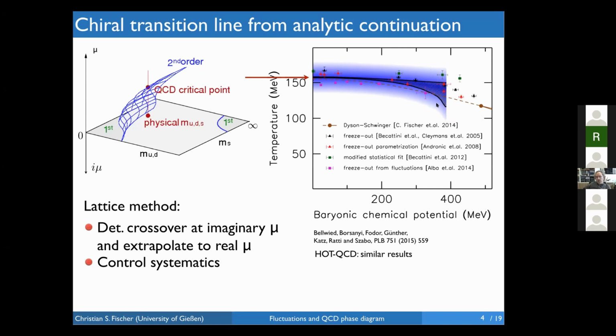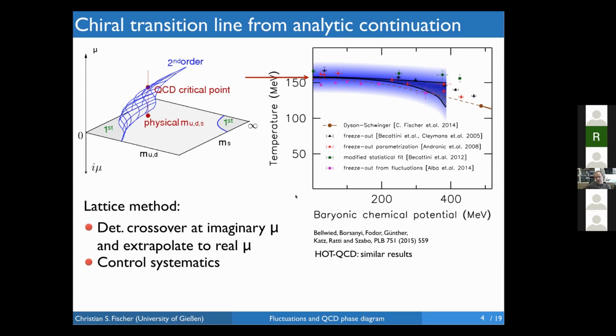What you see also in this plot is our result from 2014. This is the crossover that we find from Dyson-Schwinger equations. That was our critical endpoint at the time and a first order transition region. And much of the remainder of this talk is to explain how these calculations have been done. And I should also mention that, of course, HotQCD has similar results on this transition line.